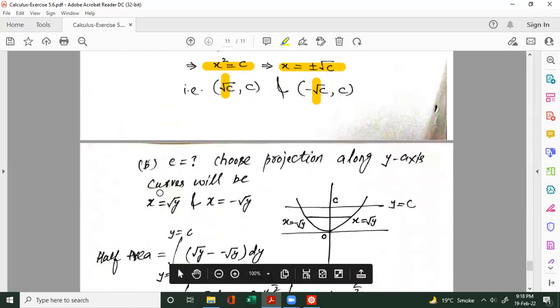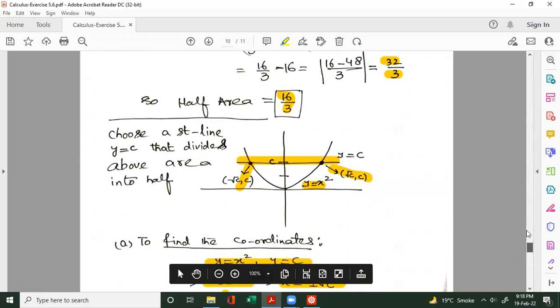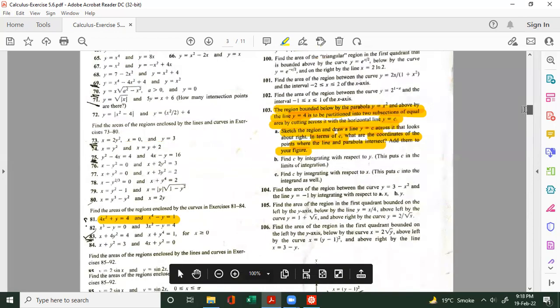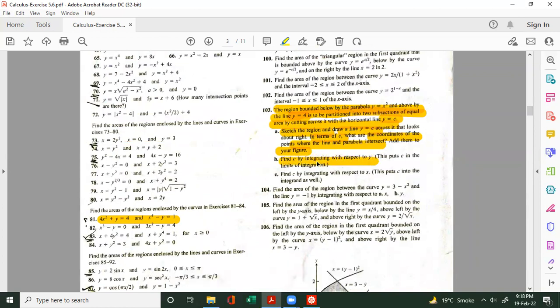Now come to the b part. In the b part, find c by integrating with respect to y. Integration with respect to y means we need to choose the projection along the y-axis.